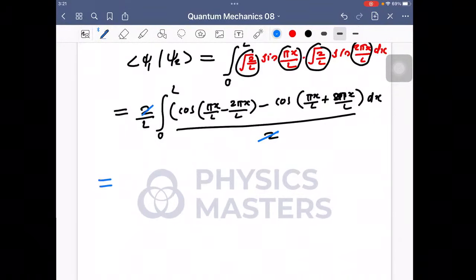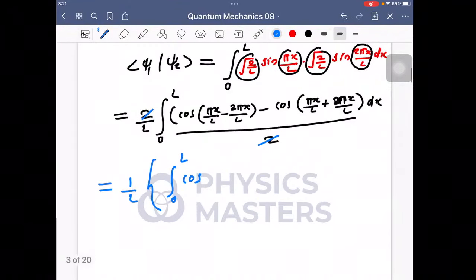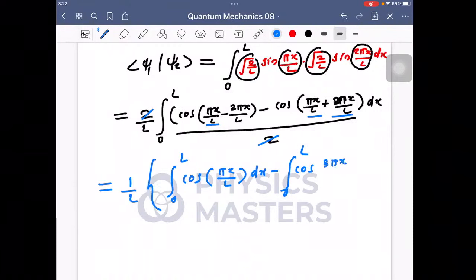These two and these two get cancelled. So we will get 1 by L integral 0 to L cos(A minus B). Cos minus theta and cos theta are both the same. We know that cos minus pi and cos pi are both equal to minus 1, because cos is a symmetric function, so cos minus theta equals cos theta. So this is pi x by L minus 2 pi x by L. You can write cos of minus 1 times pi x by L, cos pi x by L into dx. Again, integral 0 to L cos of pi x upon L plus 2 pi x upon L, that becomes 3 pi x upon L into dx.